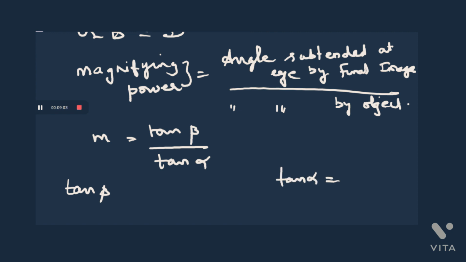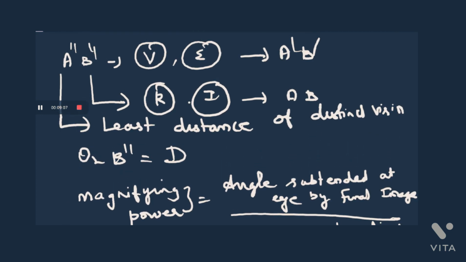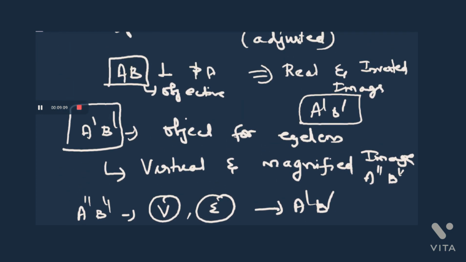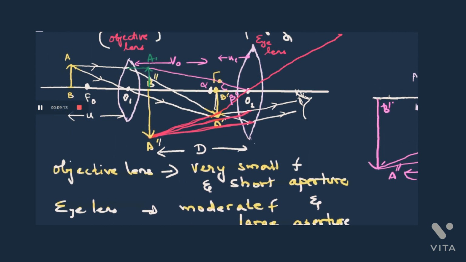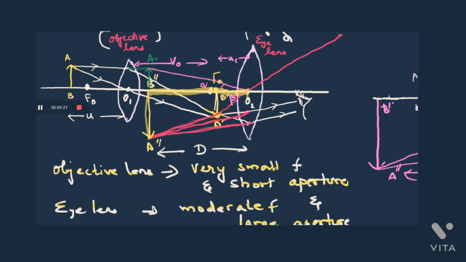We have to find out what tan beta and tan alpha are from the diagram, and we have to refer to two triangles for them. What is beta? The angle subtended at the eye by the final image. You can see now the angle subtended by the final image: A double dash B double dash O2. This triangle you have to consider for beta. So tan beta will be A double dash B double dash divided by O2B double dash.